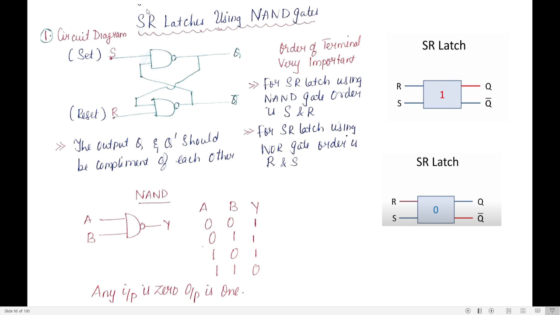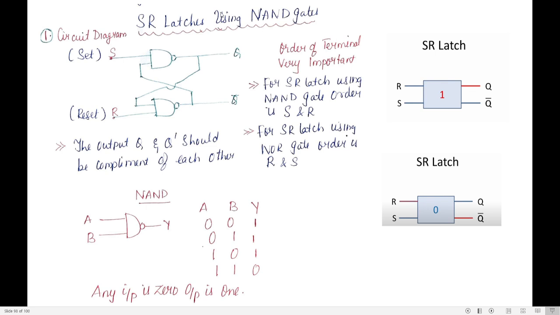Today in this session we are going to see the SR latch. This SR latch is going to be designed using NAND gates. We can design an SR latch using NOR gates also, but in this video we are going to design it using NAND gates. An SR latch is a memory element which is used to store either 1 or 0. Here S stands for set, R stands for reset.